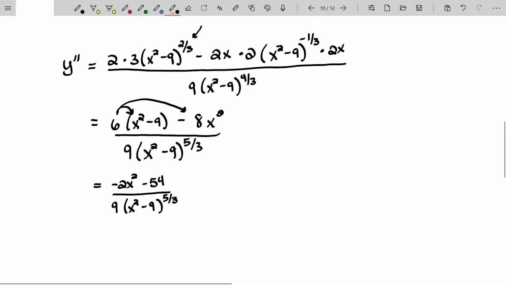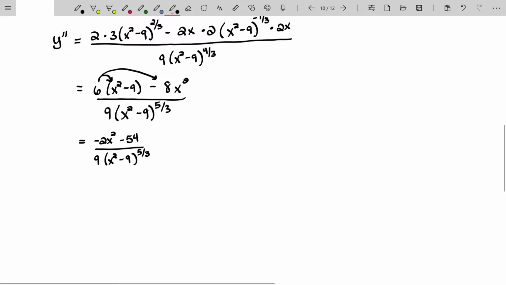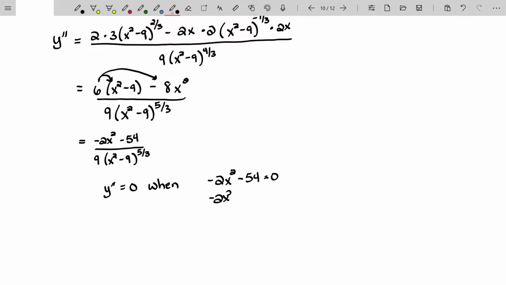I've actually given this on an exam in the past. Let's see. All right. So the question is, when is y double prime 0 and when does y double prime not exist? Y double prime is actually equal to 0 when that negative 2x squared minus 54 is equal to 0. Well, if you really think about that, that won't happen because negative 2x squared is equal to positive 54, or in other words, x squared is equal to some negative number, right?